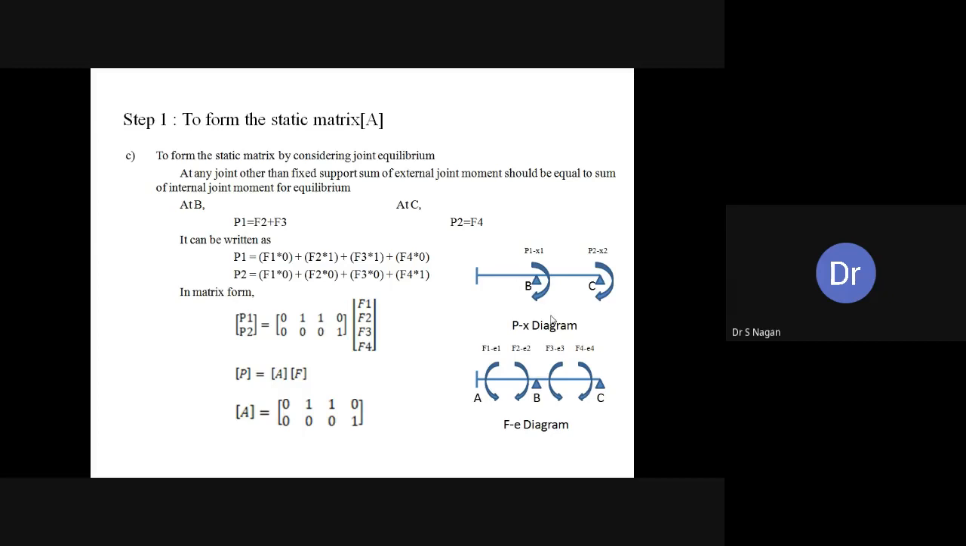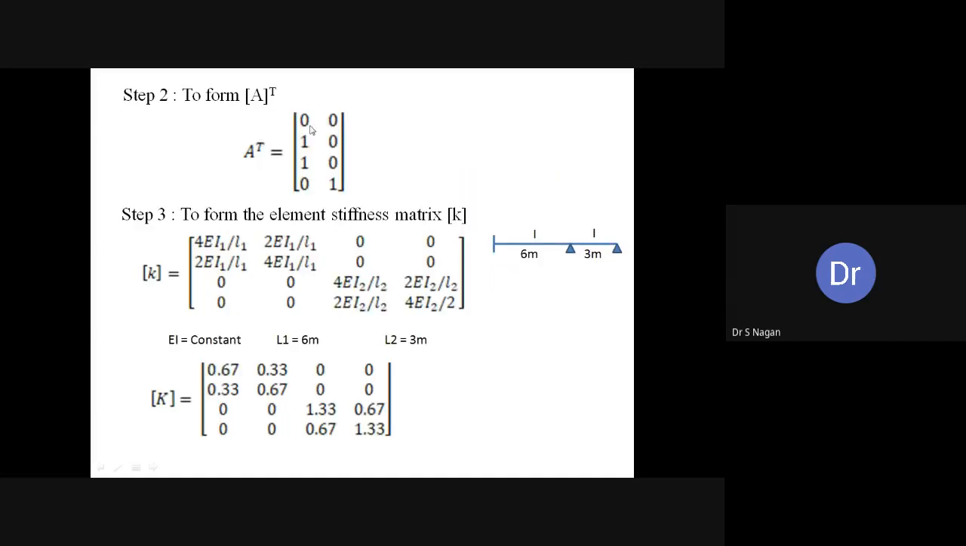So what is the next step? To form A transpose. Very good. So what will be A transpose? From this, please tell me what is A transpose. 0, 1, 1, 0, and 0, 0, 1, column 4. Okay. So 0, 1, 1, 0, 0, 0, 1. So this is A transpose.